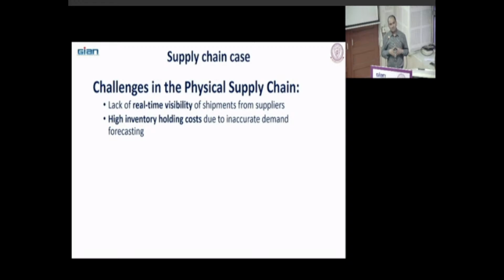Do you know these two terminologies, less than truckload and full truckload policy? What is less than truckload and what is full truckload? Yeah, that's correct. Less than truckload and FTL. So which is better for supply chain? Full truckload. From which point of view?